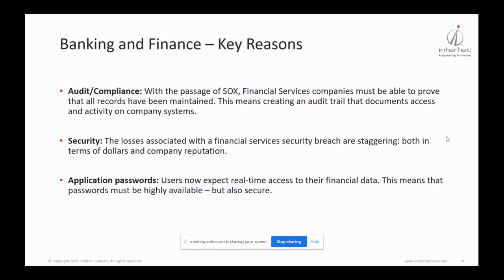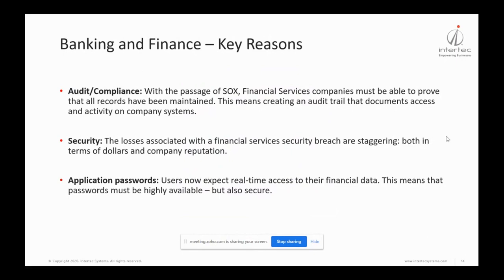So I've just created a few use cases for 3 sectors. What are the key influences for them to go for a PAM solution? One is audit and compliance. So as you know, the banking and financial services sector is very key on security. So they need to secure all their transactions.